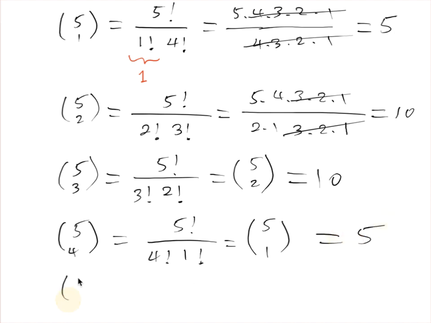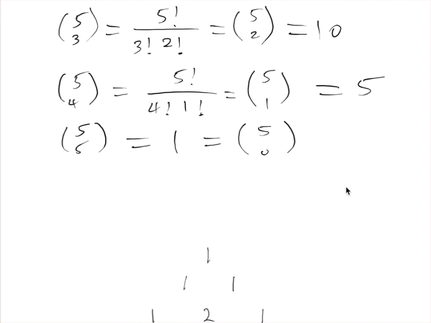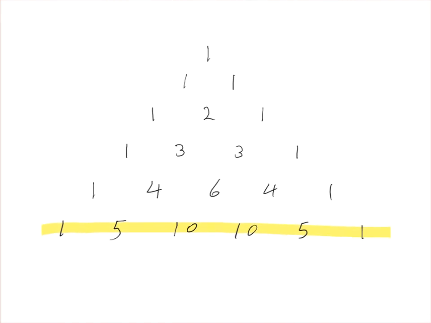And then finally, 5 choose 5 is also 1, just like 5 choose 0. So in other words, you have 5 objects. Whether you choose all 5 of them together, that's one way, or you choose none of them, that is one way. So in both answers you get 1. So now let's relate this to the Pascal triangle.